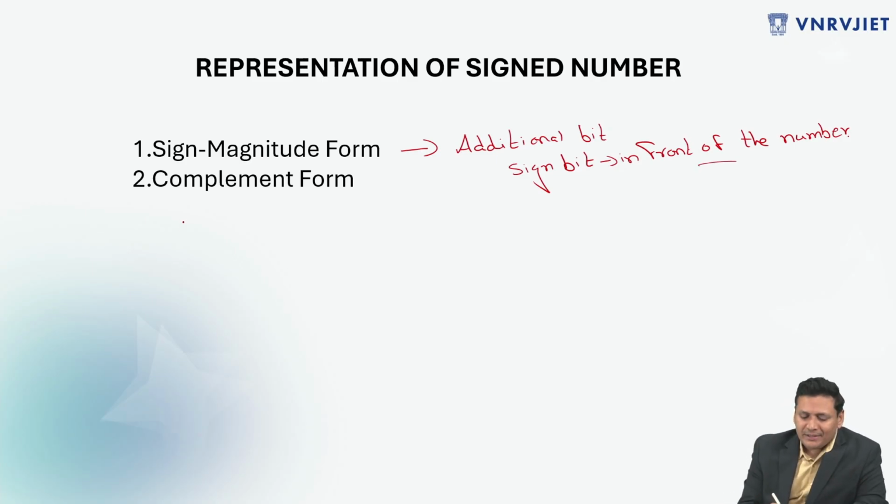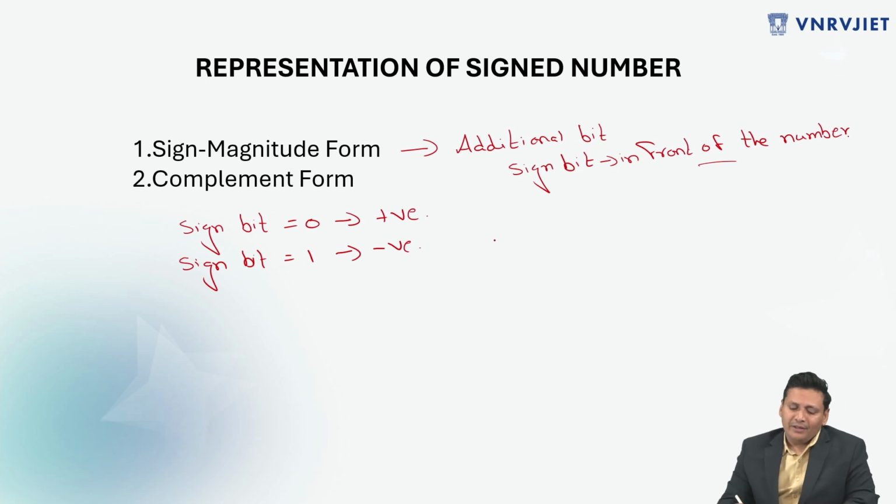Now, if the sign bit is 0, then it indicates that the number is positive. If the sign bit is 1, it indicates that the number is negative, right? So what we understood is we will use one extra bit, called a sign bit, and if the sign bit is 0, then the number is positive, and if the sign bit is 1, then the number is negative.